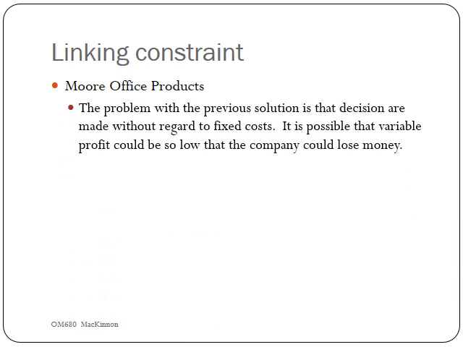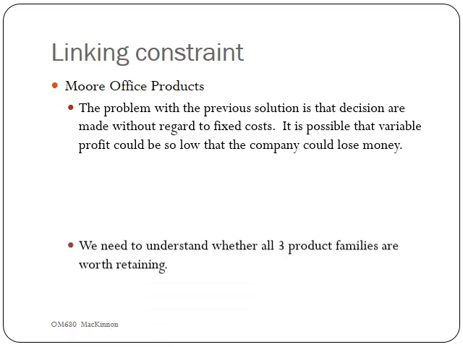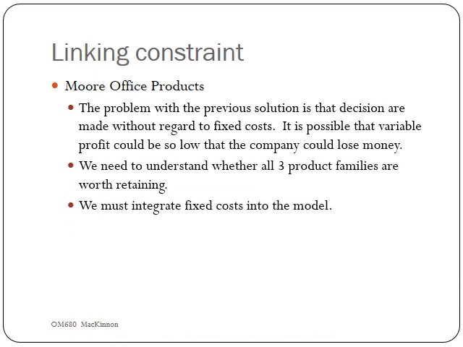Now, the problem with the previous solution is that the decisions are made without taking the fixed cost into account. So it's possible that variable profit could be so low that the company would lose money. So we need to understand whether all three product families are worth keeping. In other words, we have to integrate our fixed costs into the model.